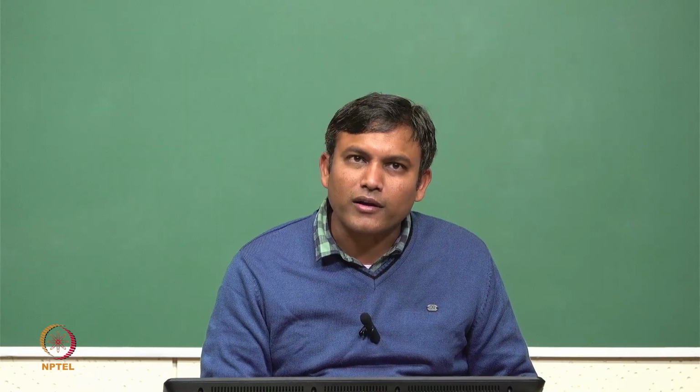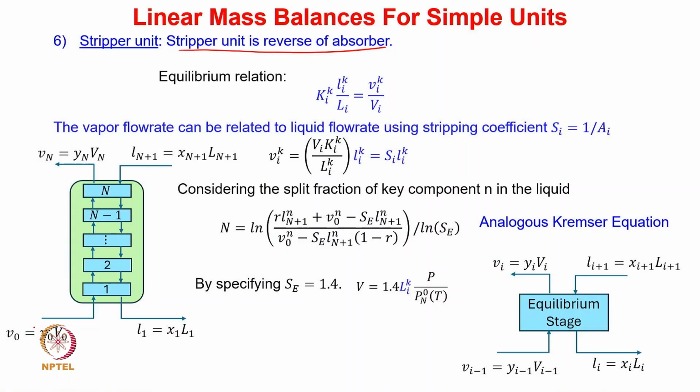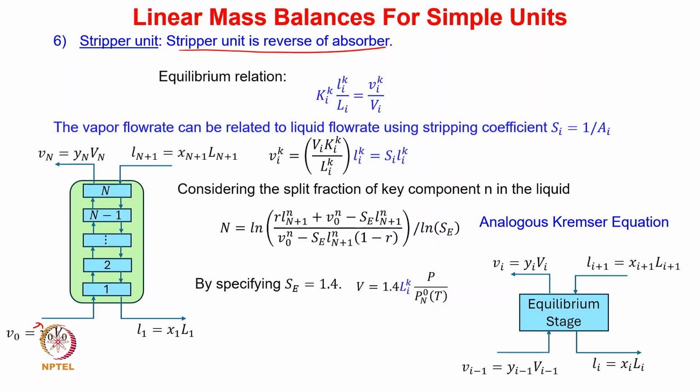In this case my input will be the vapor. That is why the vapor starts from V naught here. Remember, in the absorption column we started with L naught. Similarly here it starts with V naught. Based on that, the entire terminology is changed. Now here the input is V naught, the other input is Ln plus 1, and the outlets from the stripper unit are Vn and L1.